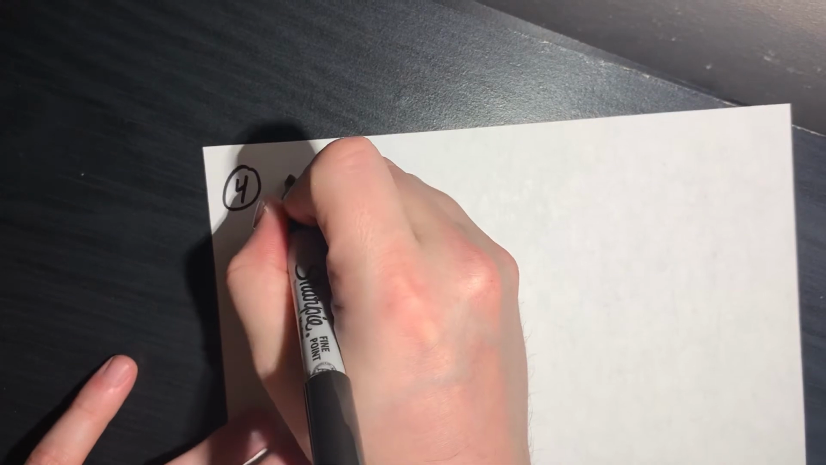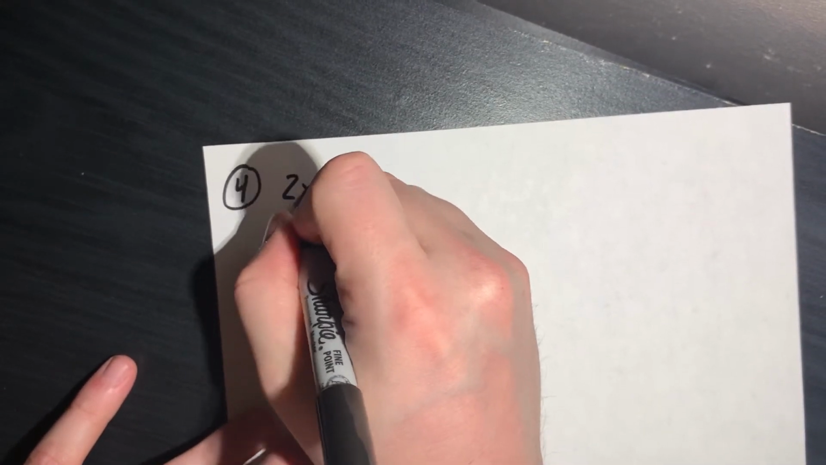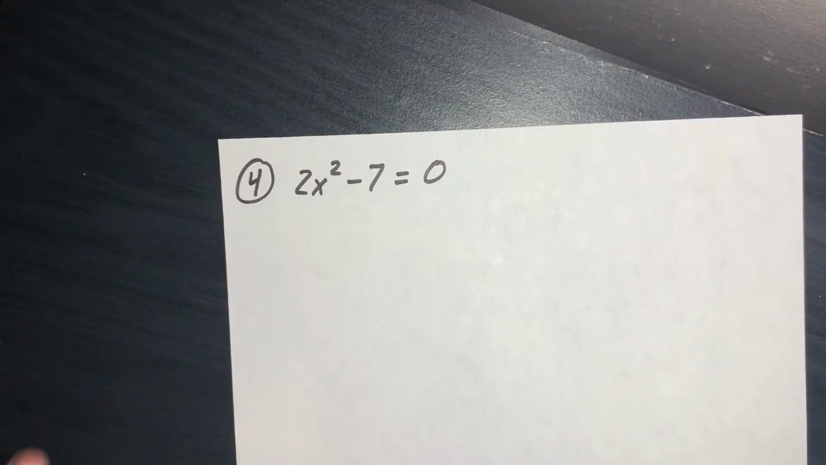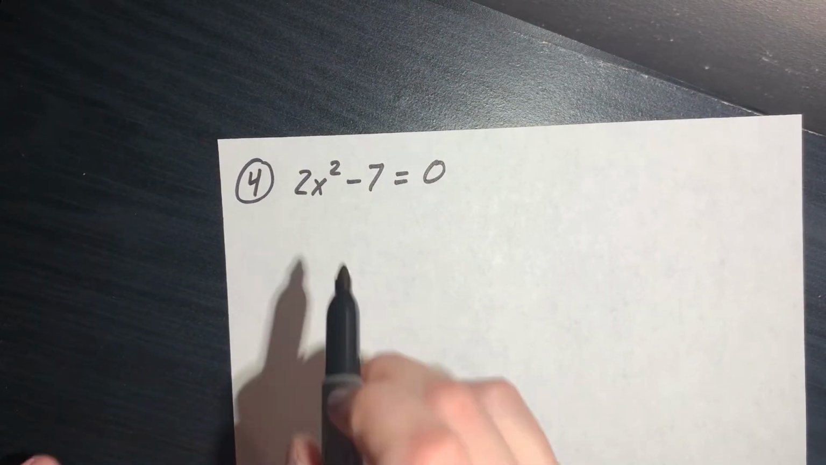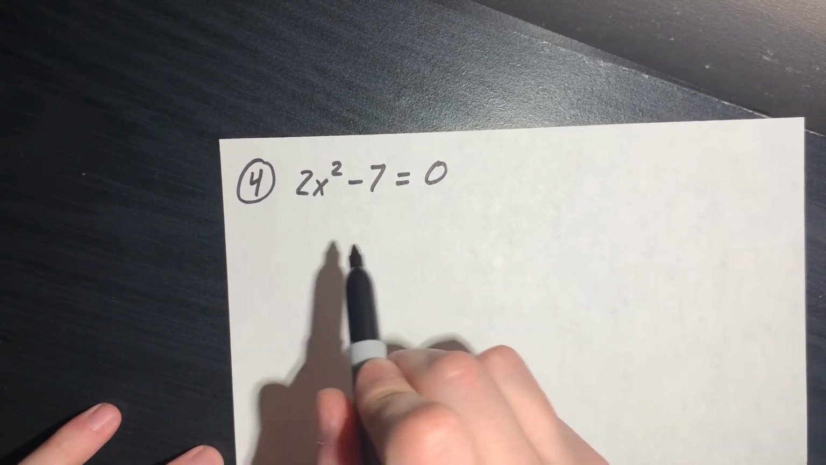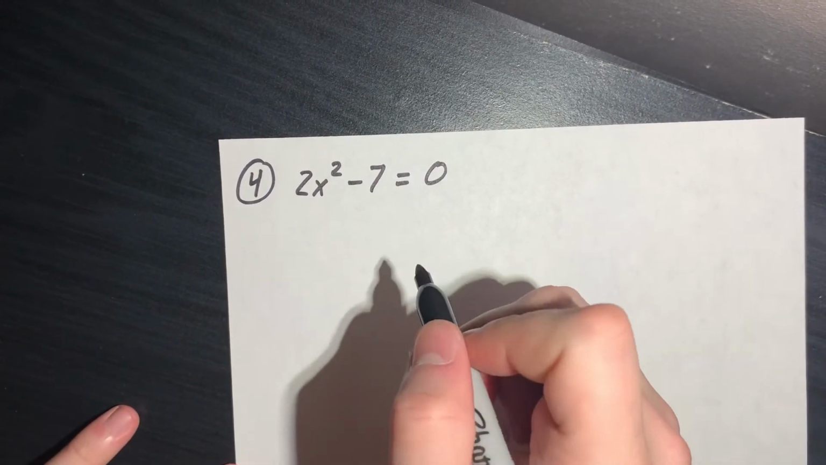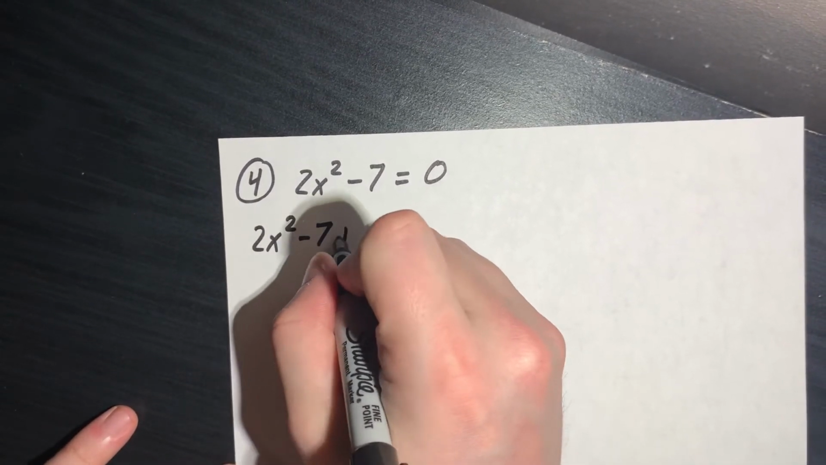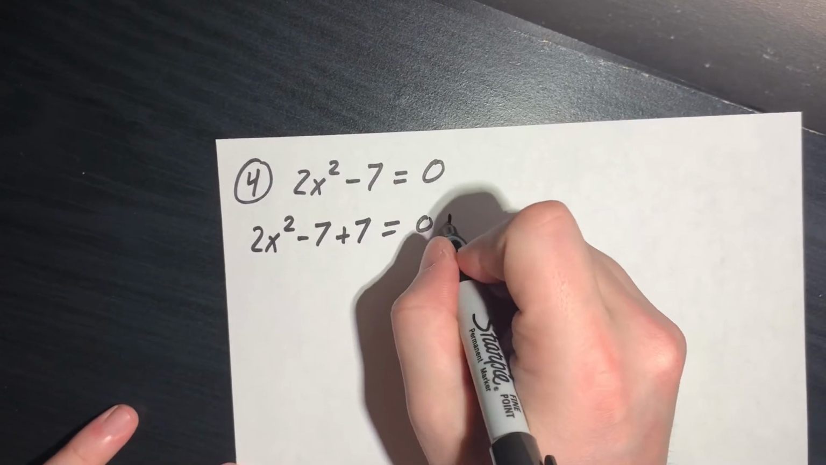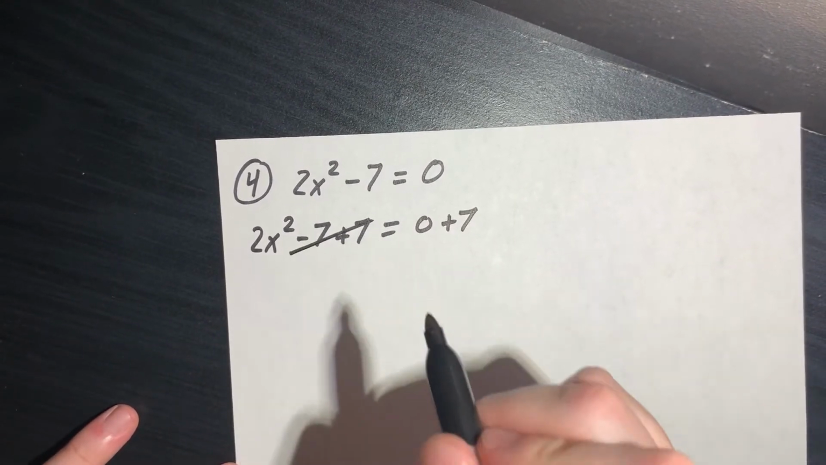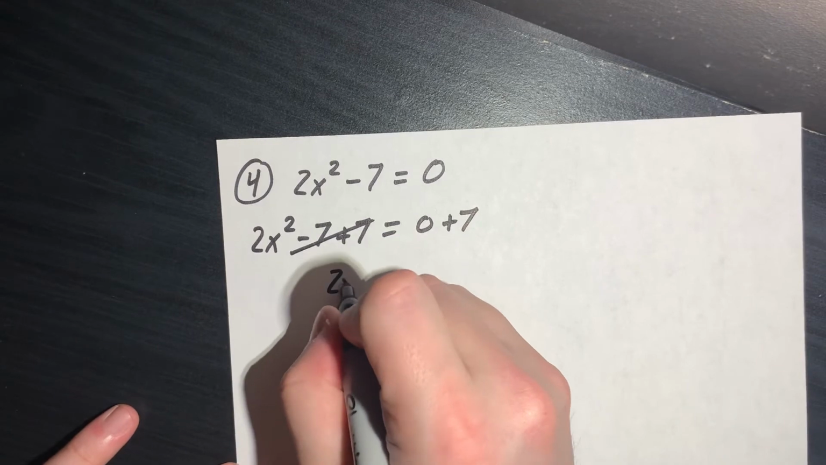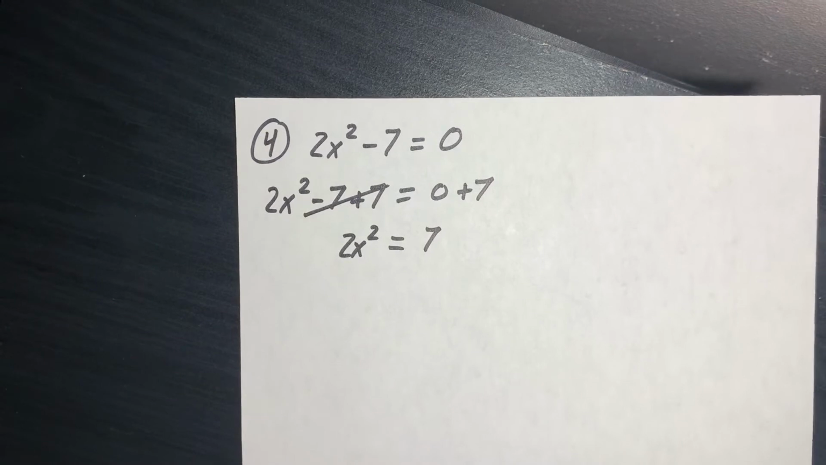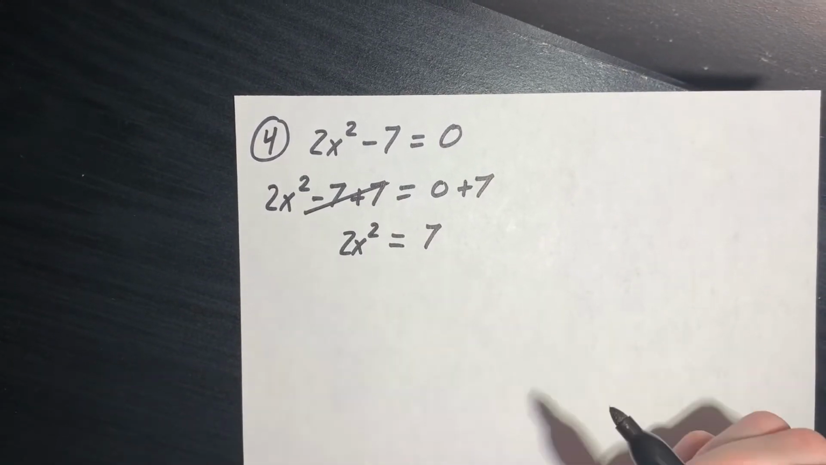We are going to start this one out with 2x squared minus 7 equals 0. Naturally, we have to move everything away from x. So our first step here will be to add 7 to both sides. That gives us 2x squared minus 7 plus 7 equals 0 plus 7. Now our 7's cancel on this side, which leaves us with 2x squared equals positive 7. So now we have 2 times x squared.